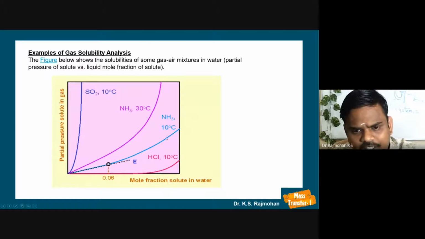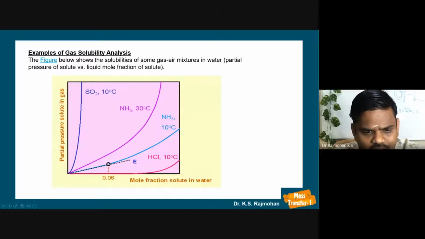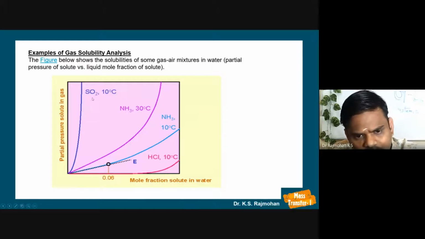So HCl is more soluble at the same temperature. For example, HCl at 10 degrees Celsius, ammonia at 10 degrees Celsius, sulfur dioxide at 10 degrees Celsius. If you compare these three in the same water, HCl will be absorbed more, whereas ammonia will be less and SO2 will be very little. So the solubility of HCl in water is higher than that of ammonia, and the solubility of ammonia in water is higher than the solubility of SO2 in water.